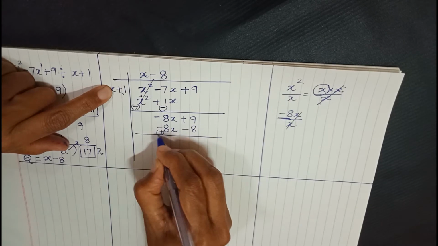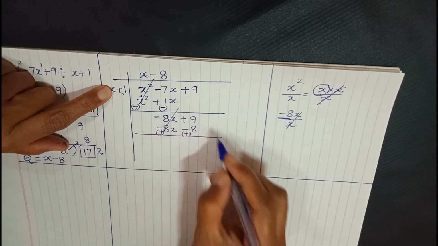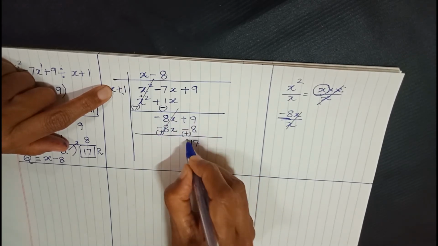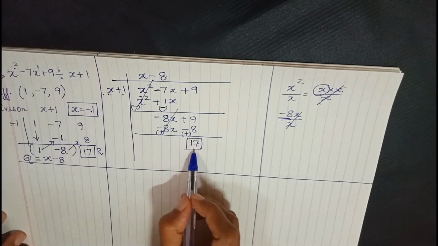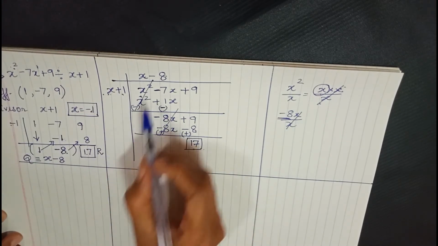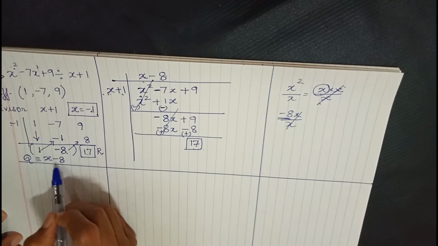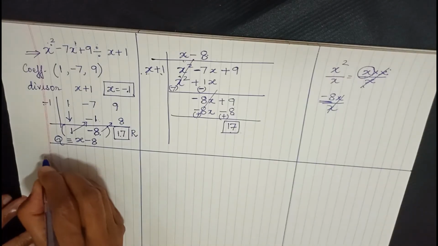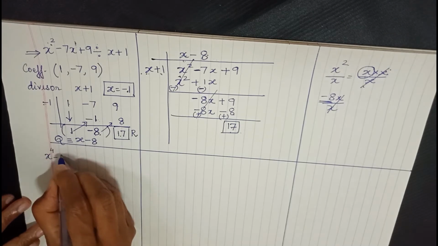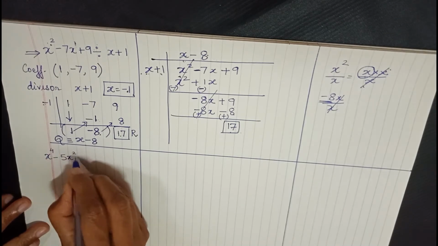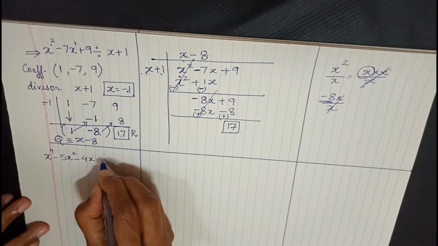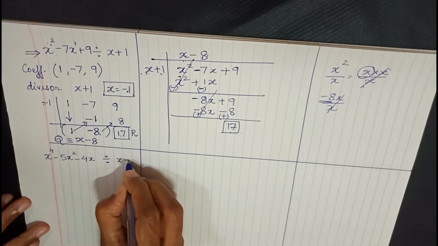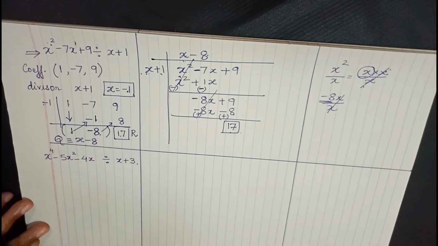We change the sign. This gets cancelled. 9 plus 8 is 17. So you can see 17 we have got as the remainder and x minus 8 as the quotient. Right? So let's do another example. Let us say x raised to 4 minus 5x square minus 4x has to be divided by x plus 3.